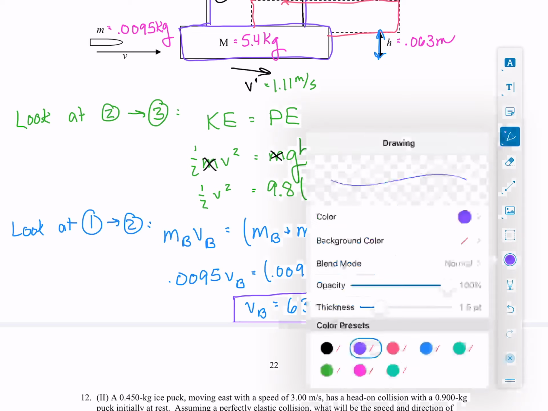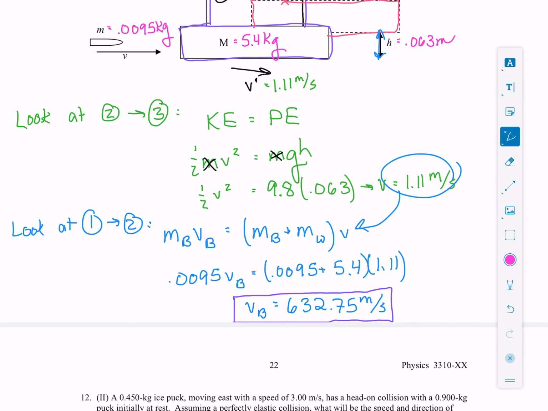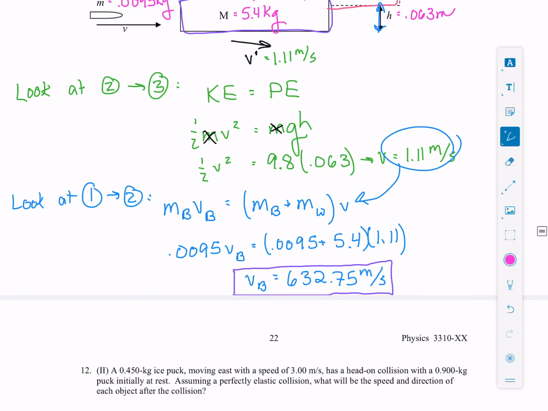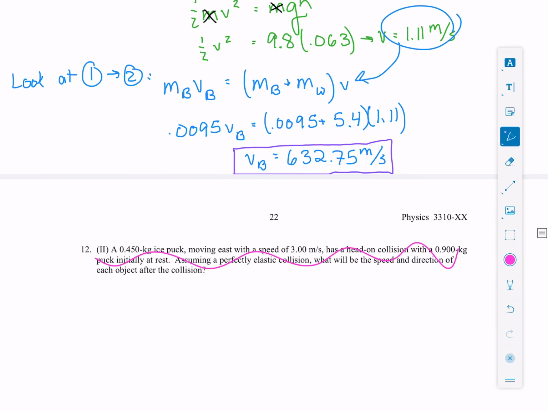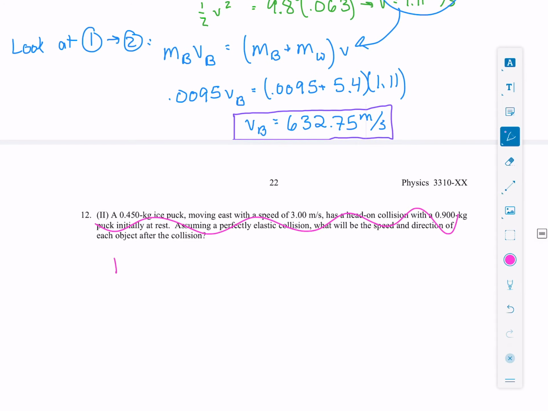So, real quick, I'm kind of out of space. Where should I write this? I'm just going to write it down here. Don't worry, you hopefully can fit it all on the same page. I wrote too big.